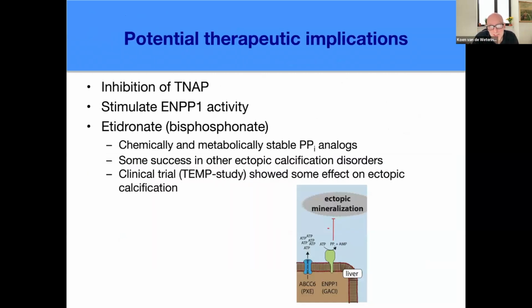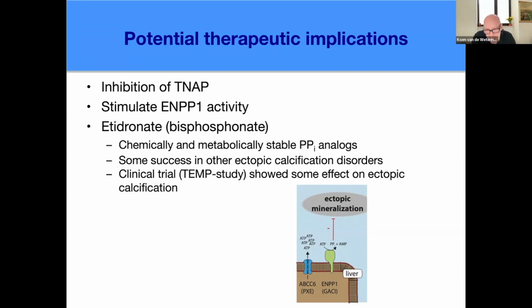So we discovered this already a couple of years ago. And after we had reported that the central problem in PXEers was low levels of pyrophosphate, several other groups also started to work in trying to find ways to increase the level of pyrophosphate in the blood. Because in theory, if you would be able to increase pyrophosphate in the blood, you should be able to stop the disease from progressing. And you should then start treating as soon as possible.